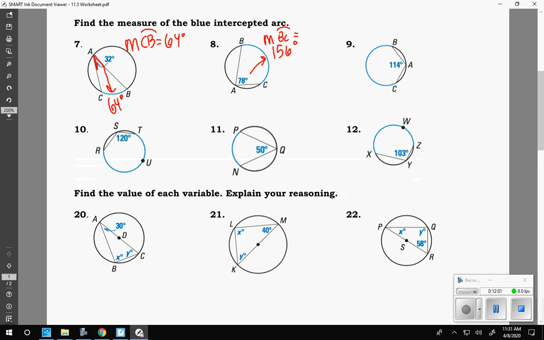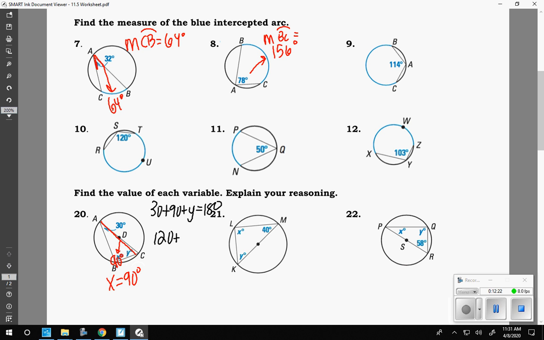Find the value of each variable, explain your reasoning. This is where you look at your diameter, and across from your diameter, you always have a 90-degree angle. So x equals 90 degrees, and then we know that these three angles, 30 plus 90 plus y, add up to 180 degrees. So that's 120 plus y equals 180. Subtract 120 from both sides, and we get y equals 60 degrees. And you'll do that for number 21 and 22 as well.